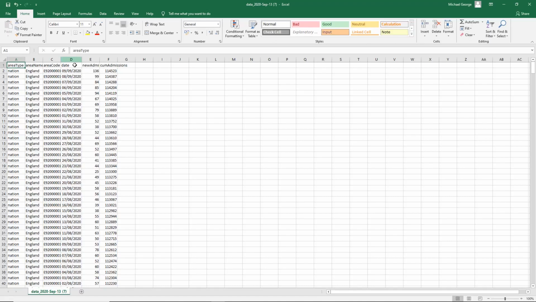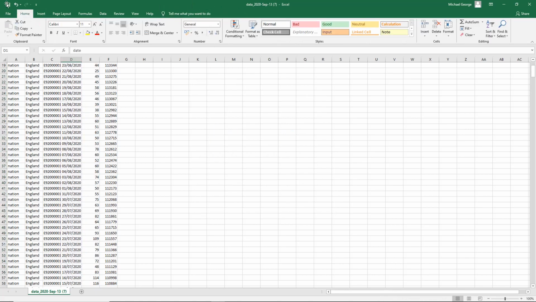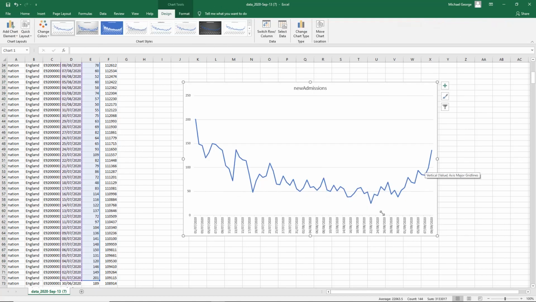So there's relatively little data in here. What we're going to do initially is just have a look at it visually. The easiest way to do that is add a little graph. So simple line chart showing the number of daily admissions. Clearly it's been dropping off and it seems to be in an upward slope now.